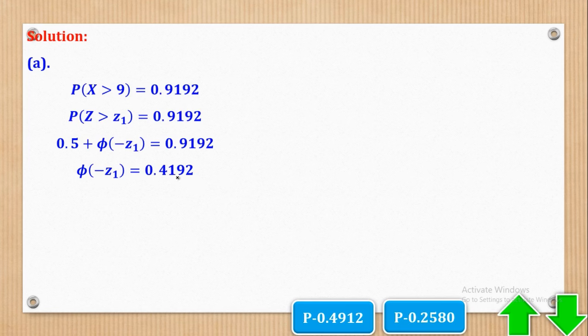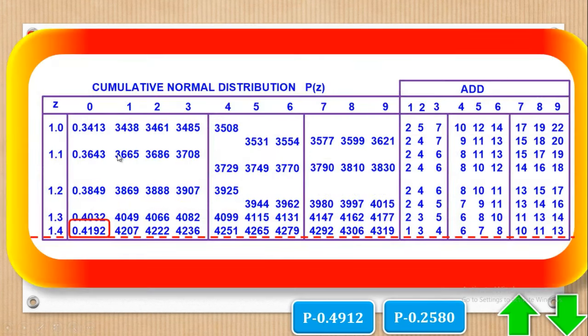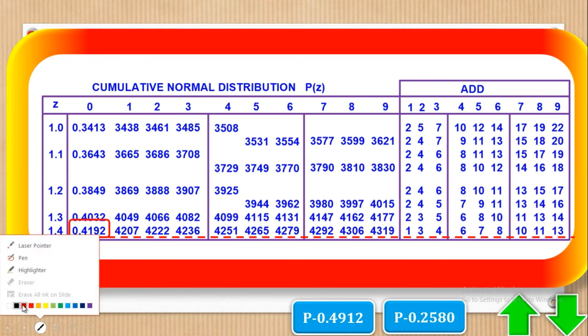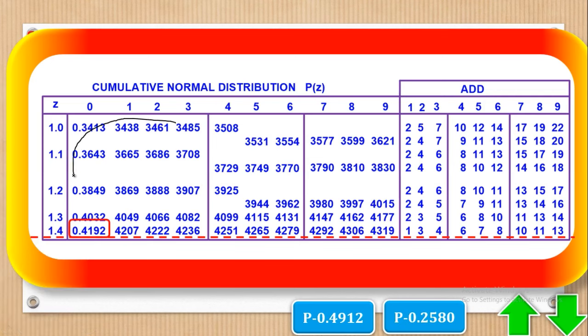So you go to your table of cumulative normal distribution, and in the body, now remember this body is what contains the probability. So in this body you look for a value close to the given probability. Now in this case we are lucky that the given probability is exactly the same as the one in the body. So if you look at this, 0.4192 is the exact probability which was given in the question.